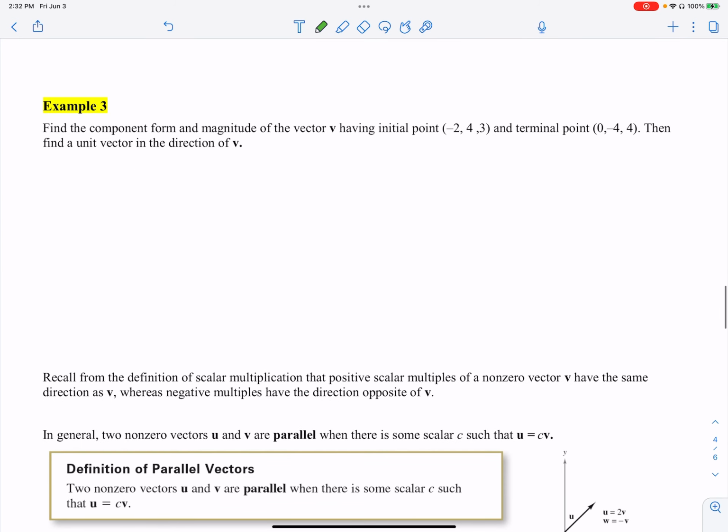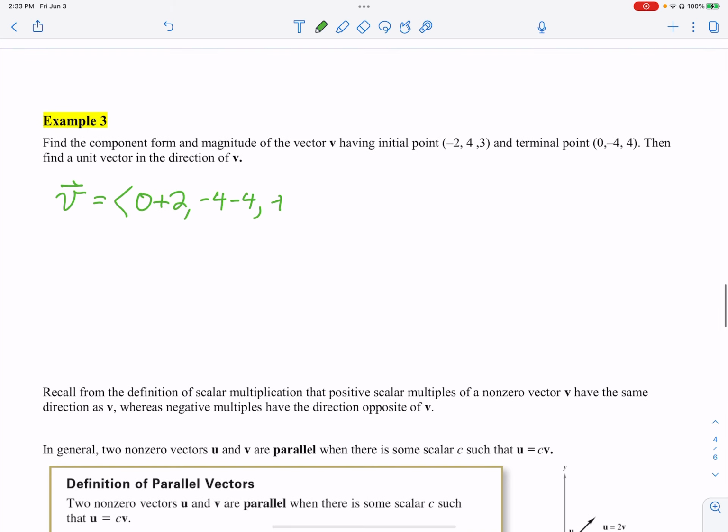All right, let's do an example here. Find the component form and magnitude of the vector v, having initial point (-2, 4, 3) and terminal point (0, -4, 4). Then find a unit vector in the direction of v. All right, so we want to find v. How we do that is we subtract the initial point from the terminal point. So I got 0 plus 2. Then I have -4 minus 4. And then I have 4 minus 3. So this vector is equal to <2, -8, 1>.